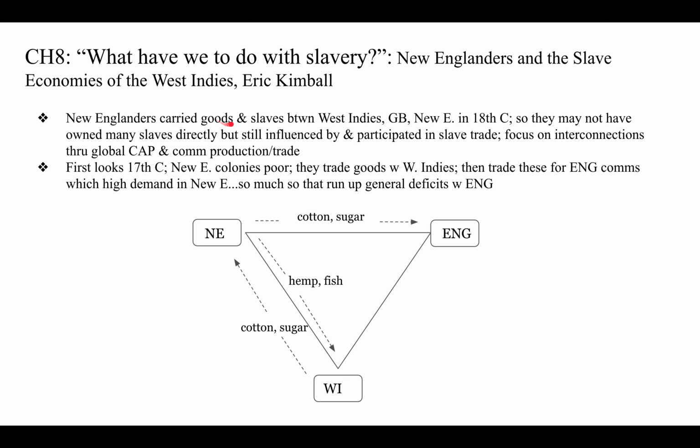In Chapter 8, What Do We Have to Do with Slavery? New Englanders and the Slave Economies of the West Indies, Eric Kimball investigates the connections between New England and the slave economies of the West Indies. New Englanders carried goods and slaves between the West Indies, Great Britain, and New England in the 18th century. So they may not have owned many slaves directly, because New England is in the north of the United States, where they did not technically have slavery legally, but they were still involved in the slave trade. They still influenced and participated in it. And he focuses on the interconnections through global capitalism and commodity production and trade.